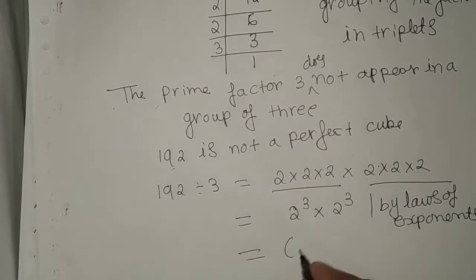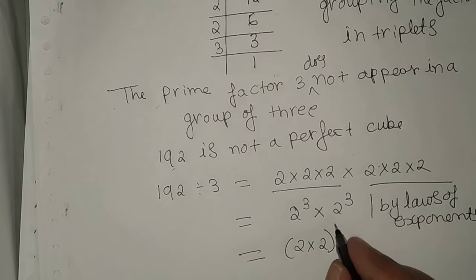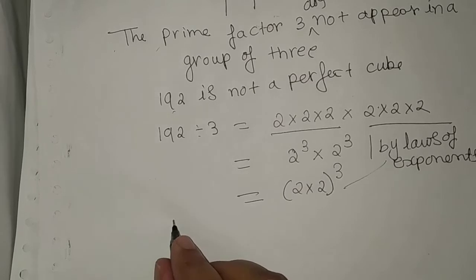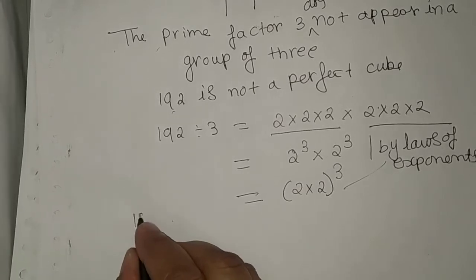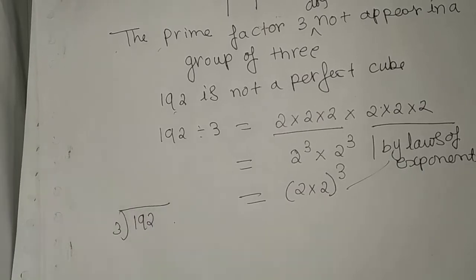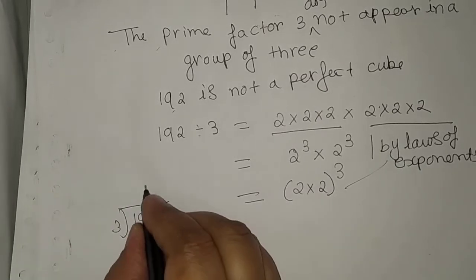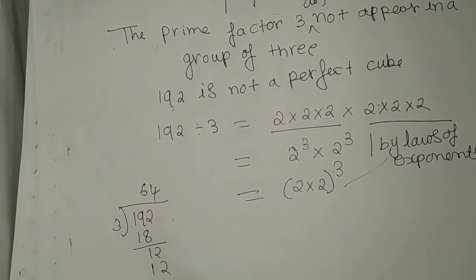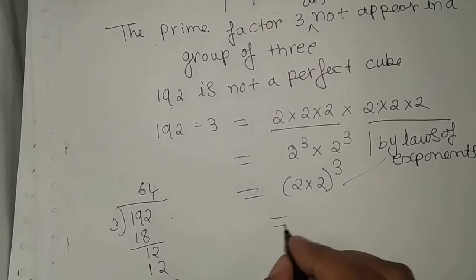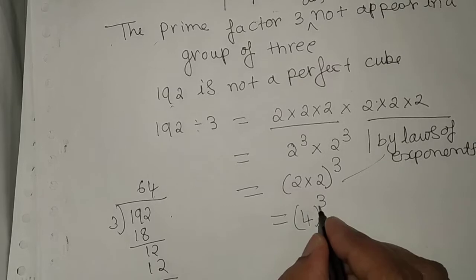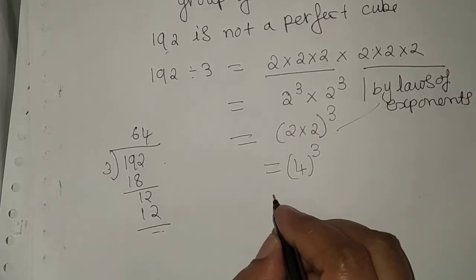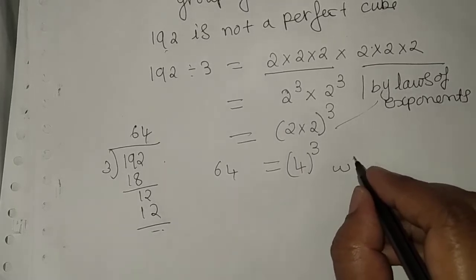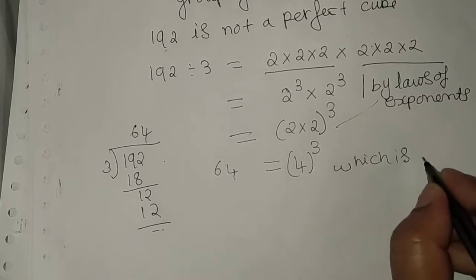Now write down base 2 into 2 and the common power is cube. Again this is by laws of exponents. Now what happens? 192 divided by 3, how much? 6 3's are 18, 1 2 3 4, 64. See, this is the answer now. So 2 into 2, that's 4 cube. So 4 cube is 64, which is a perfect cube.